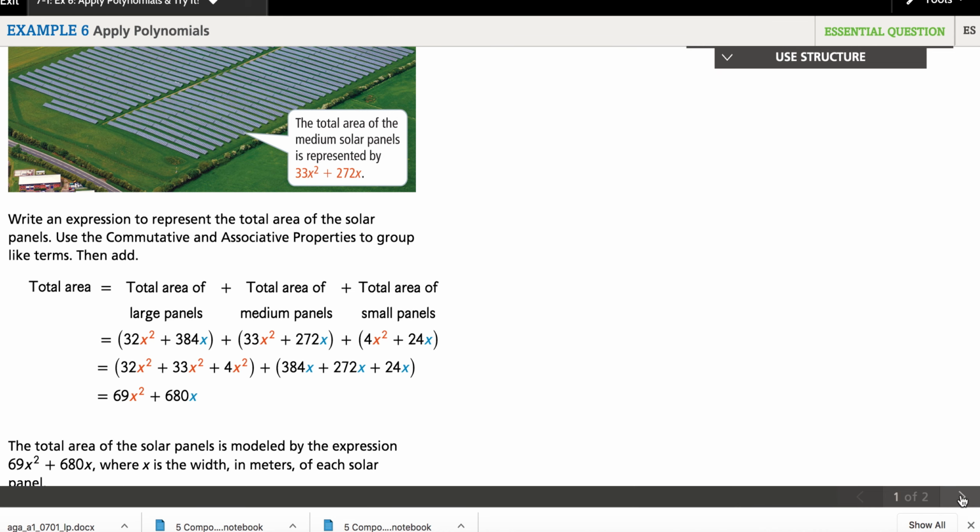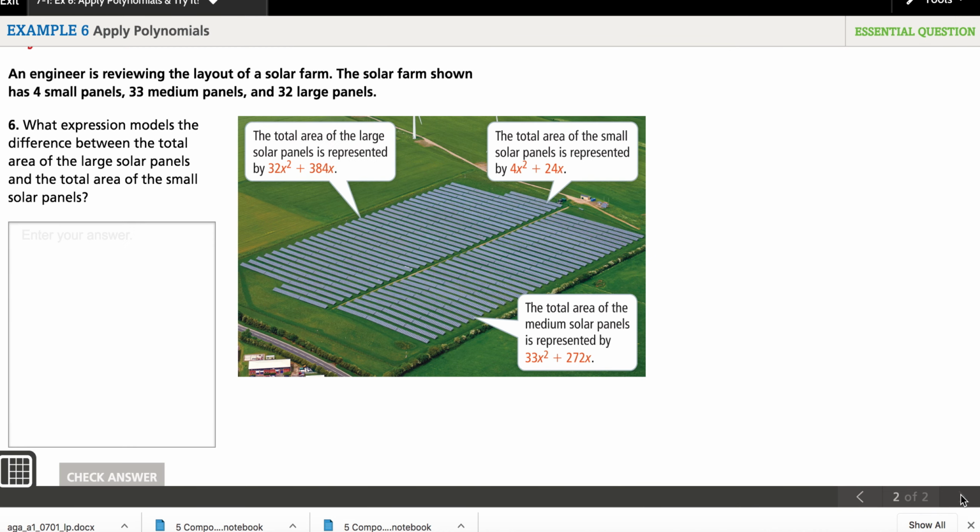Let me go next. The next one is another example, which is going to be for you to solve in Google Classroom. It's similar to the previous one.